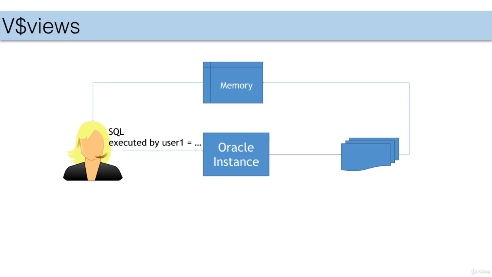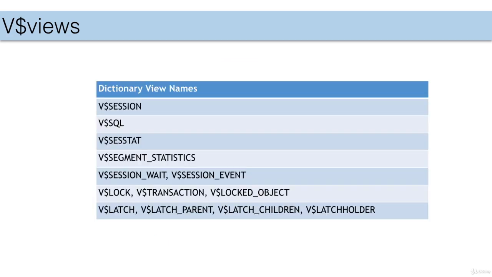There are thousands of such statistics provided by Oracle to us. These statistics are available in what we call dictionary views, also called V$ performance views. These are table-like structures that tell us various aspects of Oracle performance. There are hundreds of such views. What you see on the screen are the most common ones you are going to learn in this tutorial.